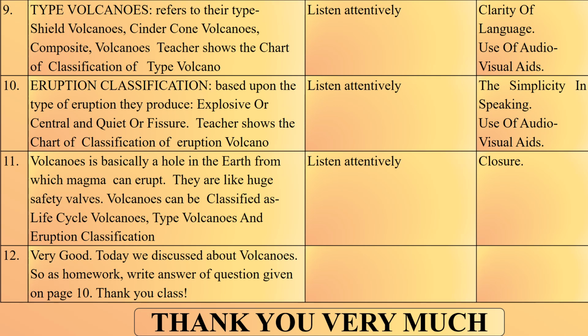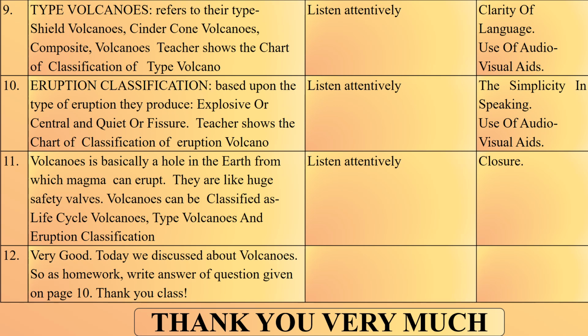The teacher will again show the chart of classification of eruption volcano and tell the students that the next classification is eruption volcano, which are based upon the type of eruption they produce: explosive or central or quiet or fissure volcano. The students will listen attentively. The component used is the simplicity in speaking and use of audio-visual aids.